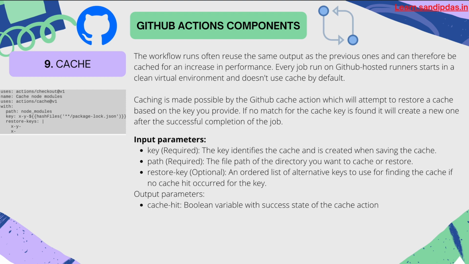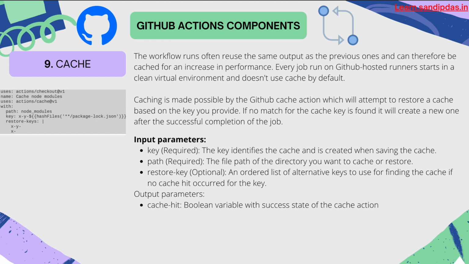So caching is made possible by GitHub cache action, which will attempt to restore the cache based on the key you provide. If no match for the cache key is found, it will create a new one after the successful completion of the job. Okay, so now we should learn about the input parameters.